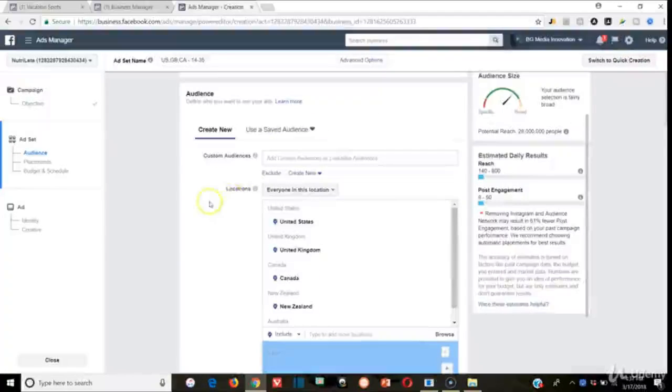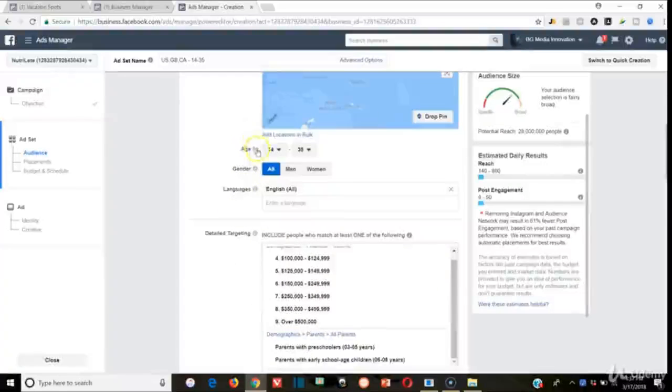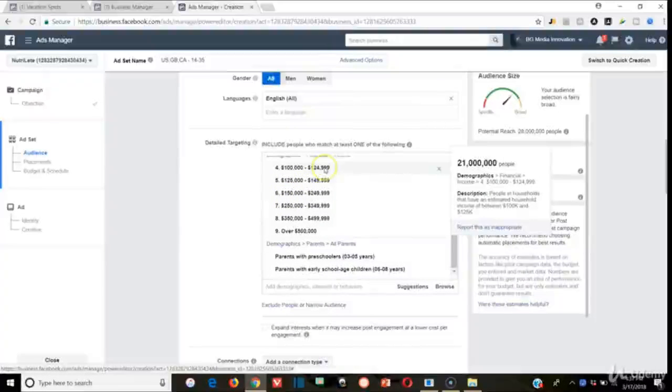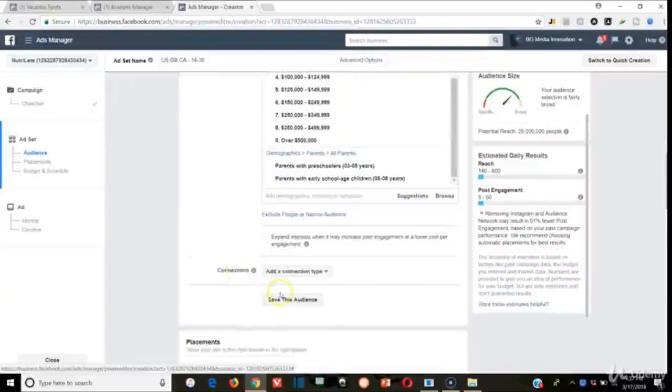To recap, you want to basically name your audience so you remember what it is. Then you're going to select your location, your age and your gender. If you want to go narrow, if you want to keep it broad, that's up to you depending on your goals. Select your language and then figure out what demographics, what interests, and what behaviors you want in your detailed targeting. Then simply save the audience.